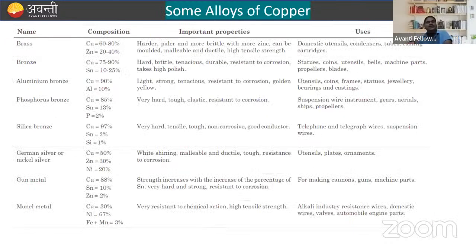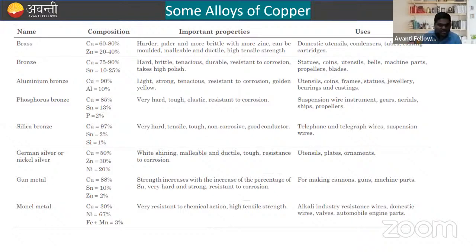Some of the alloys of copper are like brass. The composition of brass is copper 60 to 80% and zinc 20 to 40%. Brass is harder, paler and more brittle as more zinc is added, and is used in domestic utensils, condenser tubes and castings. Similarly, bronze has copper from 75 to 90% and tin. Aluminum bronze has copper 90% and aluminum 10%.